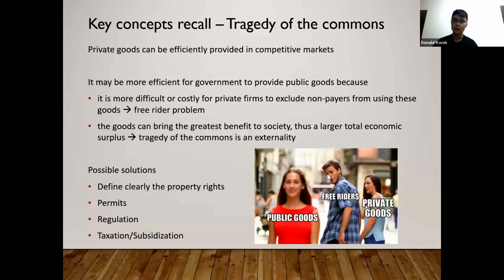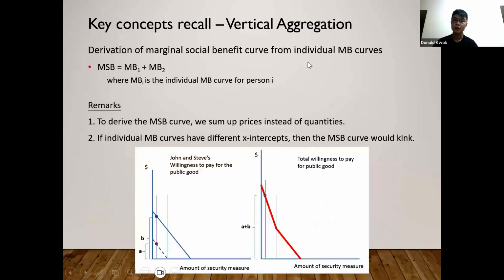Okay. And the final thing to review would be vertical aggregation to derive the marginal social benefit curve. To obtain the marginal social benefit curve, we sum up the marginal benefit of the first person plus the marginal benefit of the second person plus the marginal benefit of someone else. As you can see, we are summing up marginal benefits, which are expressed in terms of prices.